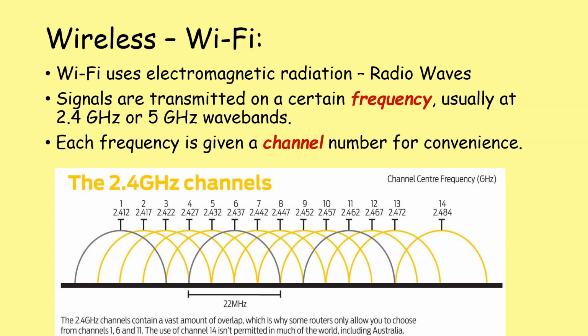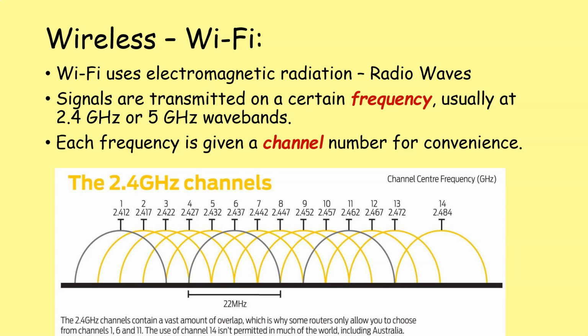And that's something you're used to. If you look at TV channels or radio stations, we give them a channel number: BBC 1, BBC 2, Radio 1, Radio 2, Radio 3, Radio 4. Channel numbers are easier to remember than frequencies.